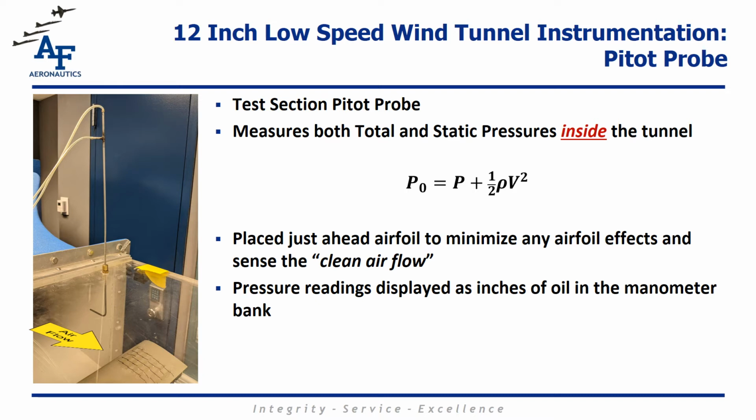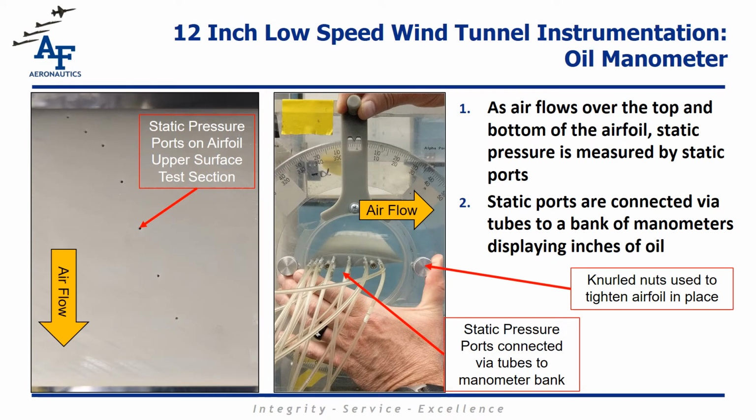The test section also incorporates a pitot probe that measures both total and static pressure. It is displayed, however, as inches of oil on the manometer. Static ports on the upper and lower surface of the airfoil enable us to collect static pressure data. That static pressure is then transmitted via tubes to the manometer bank. Also pictured here are the knurled nuts used to tighten the airfoil adjustment knob in place.